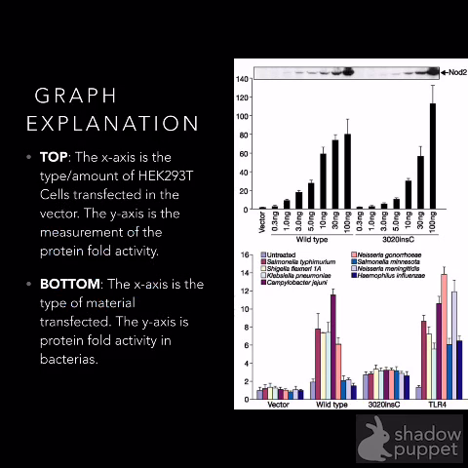The x-axis on the bottom graph represents the type of material transfected. The y-axis on the bottom graph is protein fold activity in different types of bacteria.